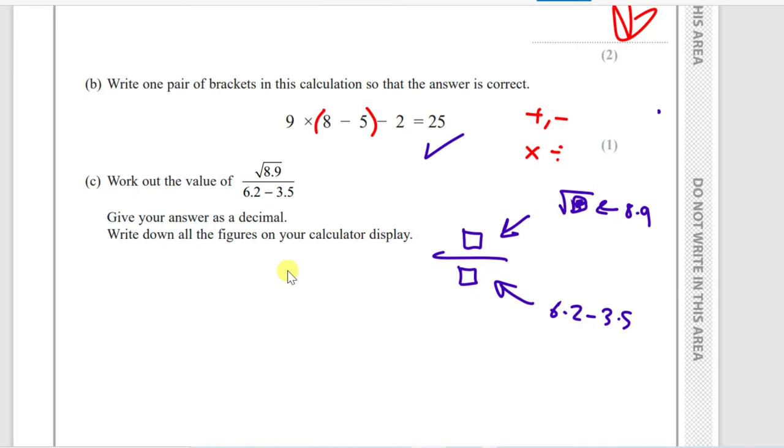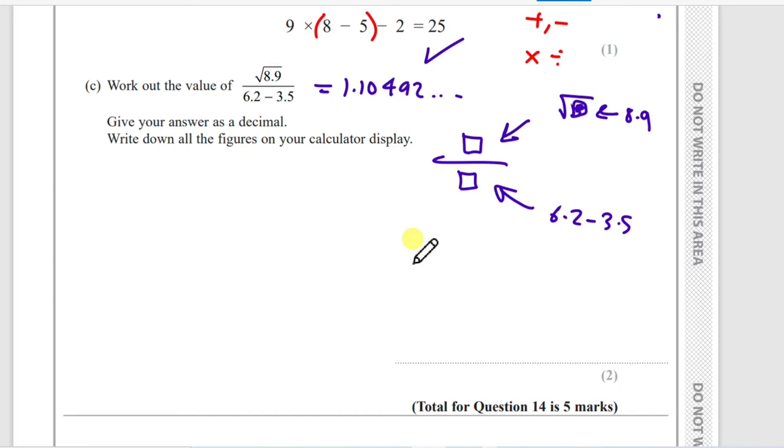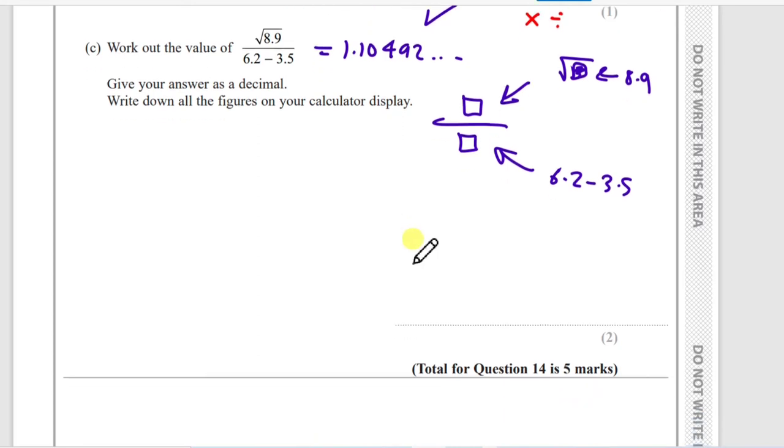So I'm going to do it right now as well, so I'll join you guys. Take your time and see if you get the result. If you do it correctly, you should get an answer of 1.10492 and so on. They said, give your answer as a decimal. Write down all the figures in your calculator display. Okay, so they're quite specific here. So all the figures should be this: 1.10492 1029. That's what mine says. Try put what yours says as well.